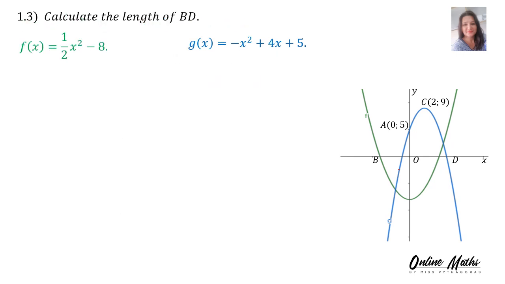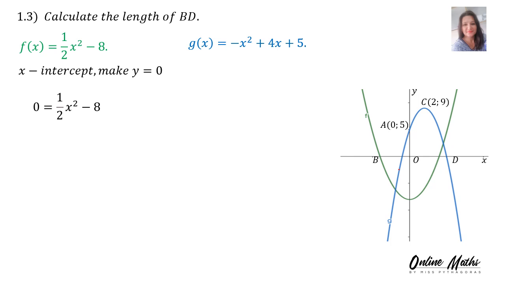Number 3. Calculate the length of BD. So when you have a look at the sketch, you will see B is F's x-intercept and D is G's x-intercept. So we will have to calculate the two x-intercepts and then we will work out the distance. So let's start with f of x is half x squared minus 8. X-intercept, make y 0.